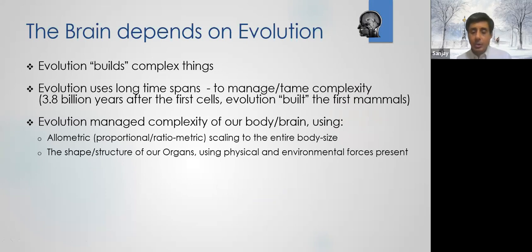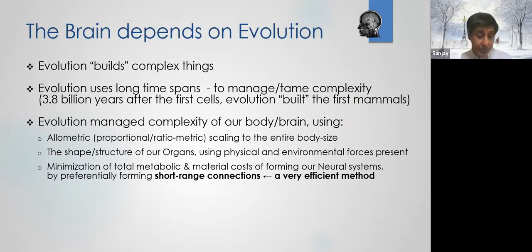The other is the shape and structure of our organs. Again, this looks like a repetition, but it's a restatement of the ideas prior: evolution uses these three principles. In the prior slide, I was talking about how the brain uses these two principles. Here I'm talking about how evolution formed our brain and has taught our brain using these principles. And there's a third principle I'll go into. The third principle is minimization, which we talked about earlier. All three of these things are essential to how our brain functions.